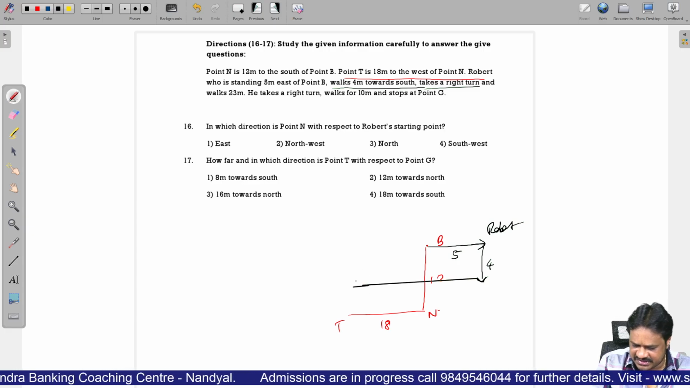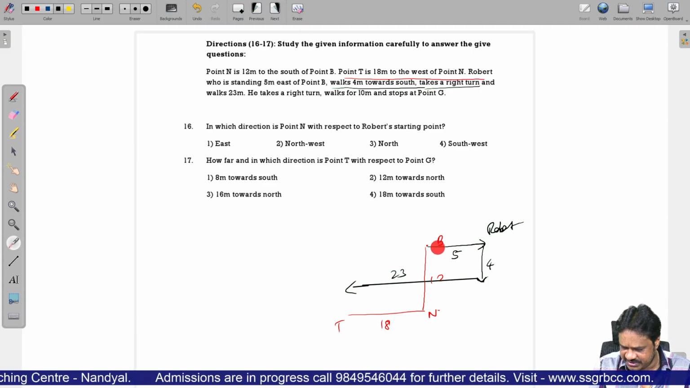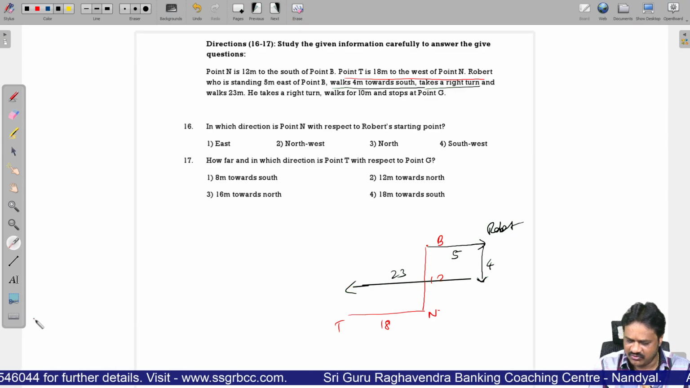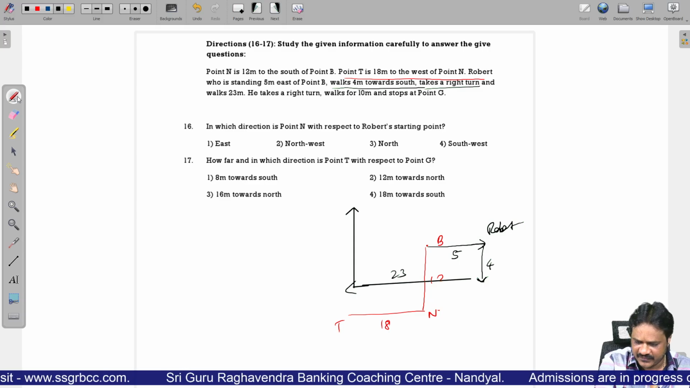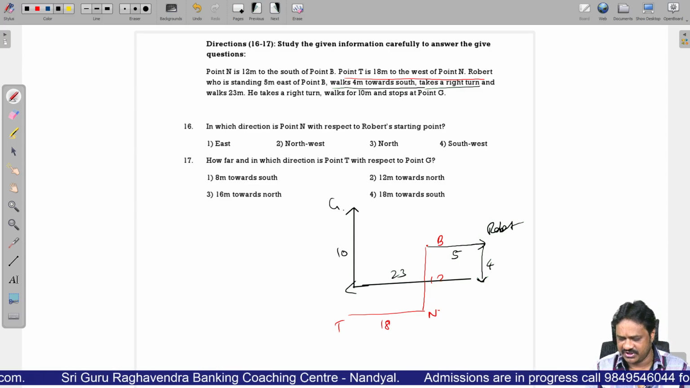This is exactly 23 meters. How can you say this is 23 meters? This is 5 meters. This is 18. 5 plus 18, 23. So this point and T should be in a straight line. Then he takes a right turn. Now this is a west facing person, taking right means moving to the north, and walks for 10 meters. So draw one bigger line and reaches G, this is the 10 meters line.